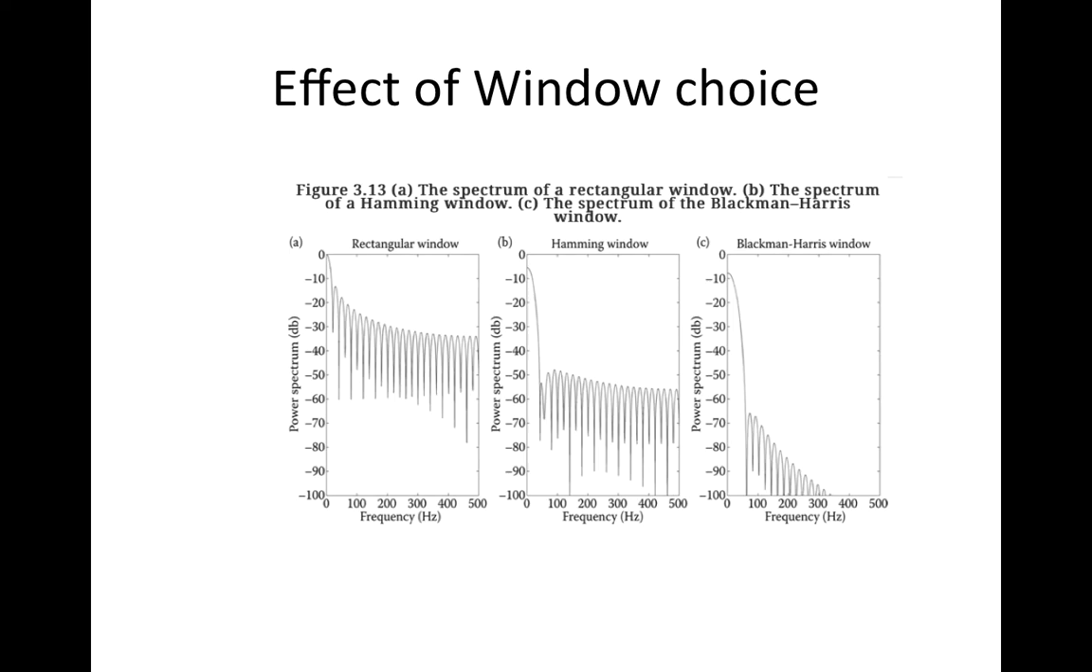Now, this is just a quick illustration on the effects of a window choice. If you don't window, either MATLAB will default or you will effectively be using a rectangular window. And this is the frequency spectrum of different windows. Obviously, these are normalized to be the same sampling rate and the same length in time, so that we're comparing apples and apples.